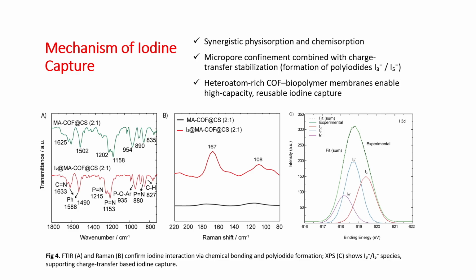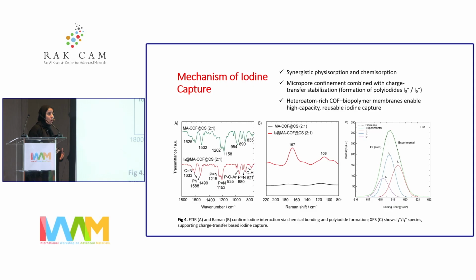3 spectroscopic techniques: the FTIR, the Raman, and the XPS. In the FTIR, we notice that there is a clear shift in the peaks of the COF, which confirms that there is a change in electronic environment. More importantly, the amine bond of the COF was, before adsorption, at around 1625, and shifted to 1633 after adsorption, which confirms the participation and also the interaction of this functional group with the iodine.